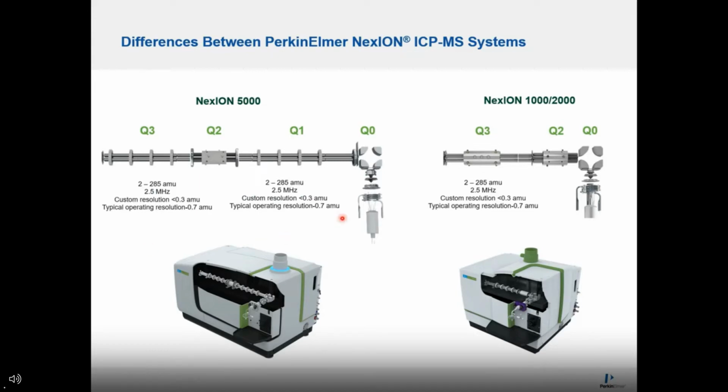Both the NexIONs have an additional quadrupole, Q0. The benefit of this design is that it allows ions to be deflected at 90 degrees into the downstream optics, while the neutral species and the photons will continue on a straight path into vacuum without depositing on the surface, with the help of a hyperskimmer cone. There are no other lenses in the design that will require frequent cleaning. As such, NexIONs practically require no cleaning beyond the cones. This is very important for heavy matrix sample analysis, such as seawater applications.